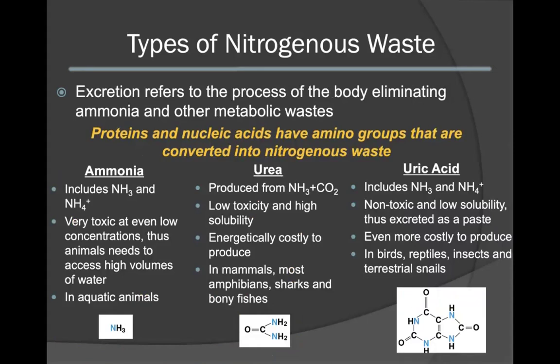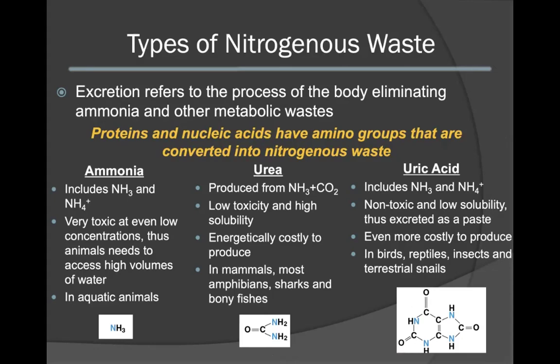Excretion involves the process of the body eliminating ammonia and other metabolic waste. Keep in mind that proteins and nucleic acids both have amino groups, and these amino groups are typically converted into a form of nitrogenous waste to be eliminated from the body. The three main types of nitrogenous waste in animals include ammonia, urea, as well as uric acid.